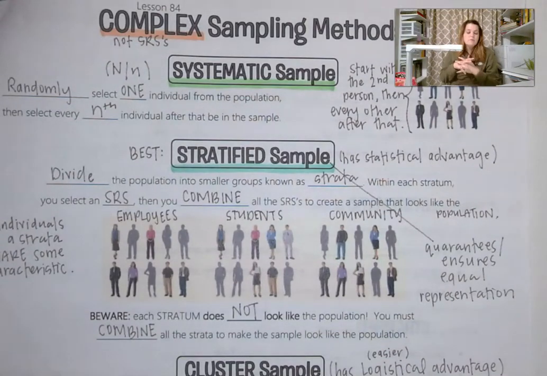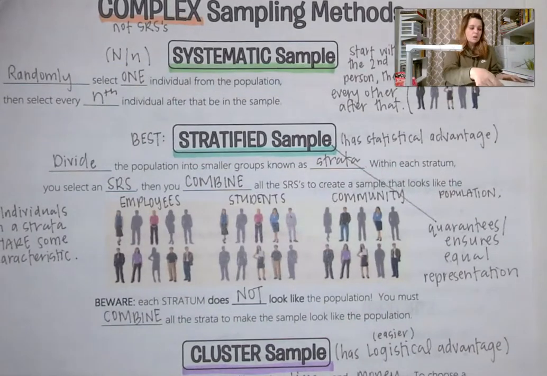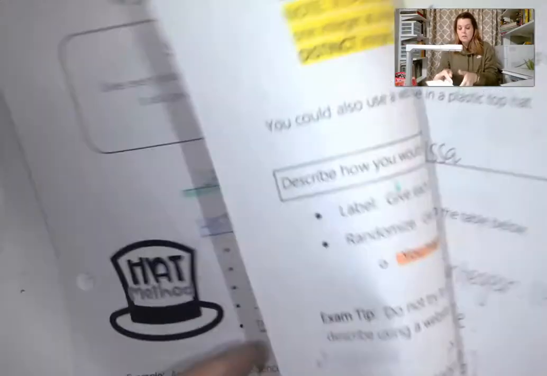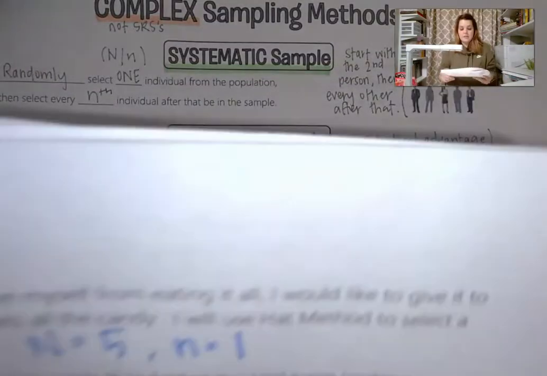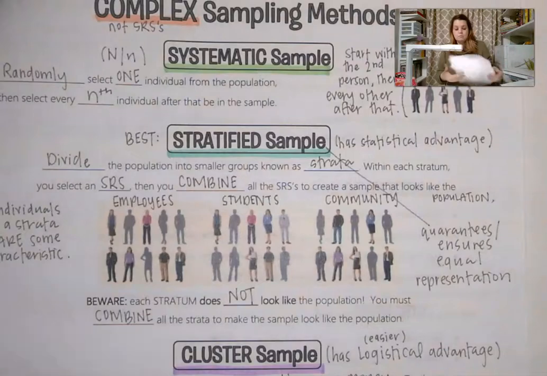So we have talked about three ways, the easiest ways to take a random sample. That is an SRS, a simple random sample. And the three methods that we talked about were hat method, using technology, and random digits.